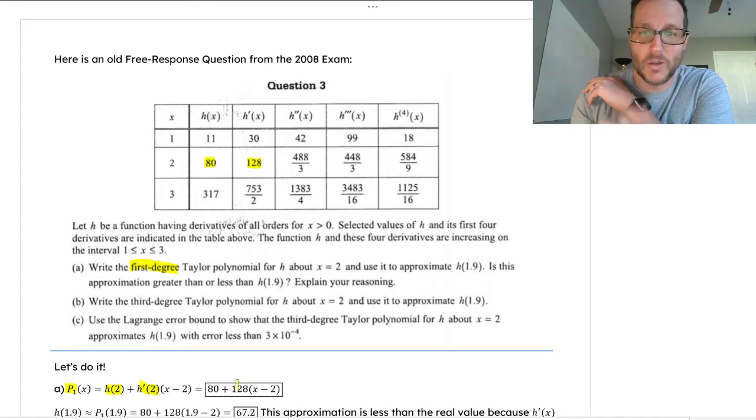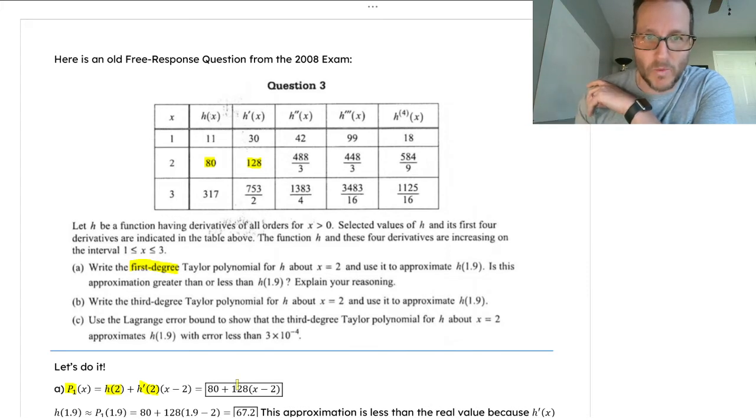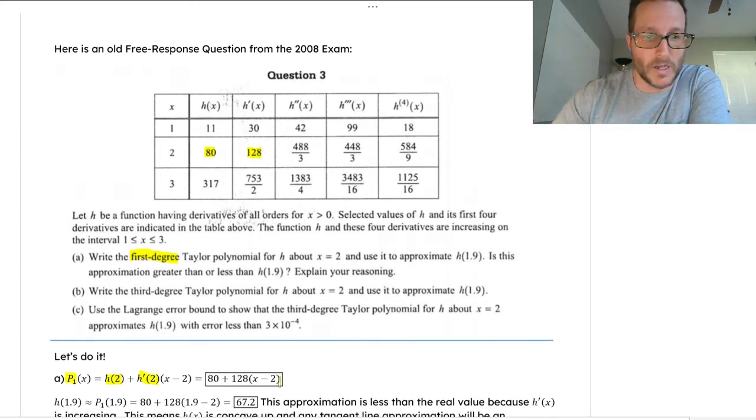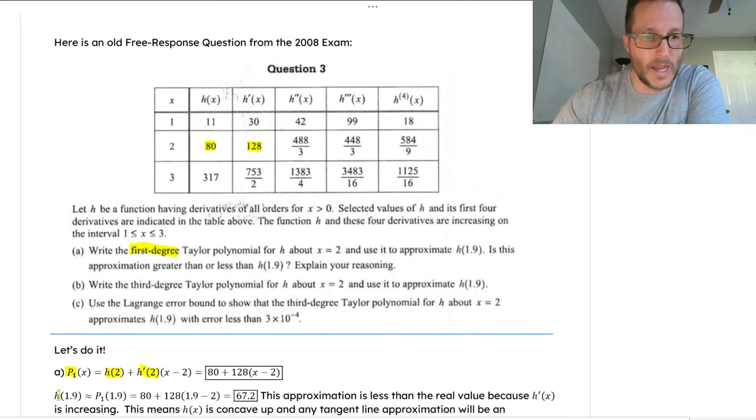Now we're going to use that first degree polynomial to approximate h of 1.9. We don't know what h of 1.9 is, but we're going to use the polynomial, that's their purpose, to approximate the value. So we're going to say that h of 1.9 is approximately the value of the first degree polynomial at 1.9. So plug all that in, get my approximation at 67.2.